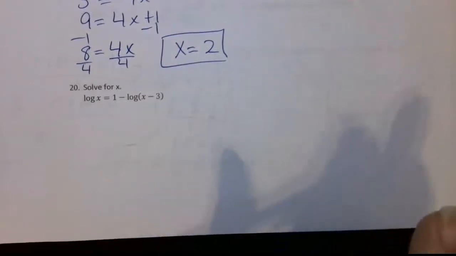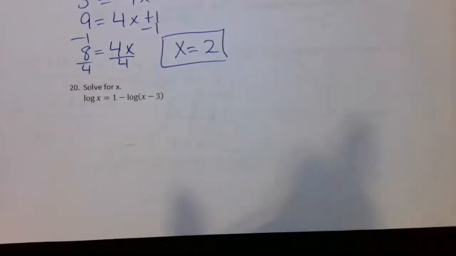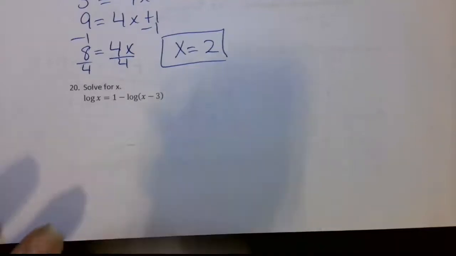Okay. Number 20 wants me to solve for x. What I want to do here is, since I have 2 logarithms, I want to get them on the same side of the equation. So I'm going to add log x minus 3 to both sides.